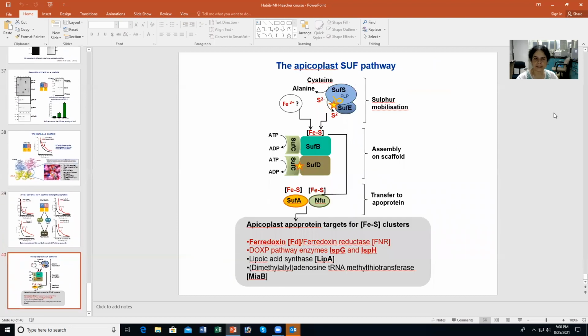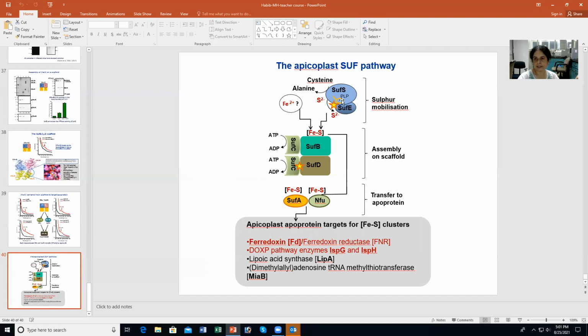So finally, what do we know? We know that the apicoplast has a SUF pathway, and that only one gene of this pathway is apicoplast encoded. All the other genes have, during evolutionary time, been transferred from the genome of the endosymbiont to the nucleus, and now they are translated in the cytosol, and then they are targeted back into the apicoplast, where they perform important functions, which in this case is assembly of iron-sulfur clusters.